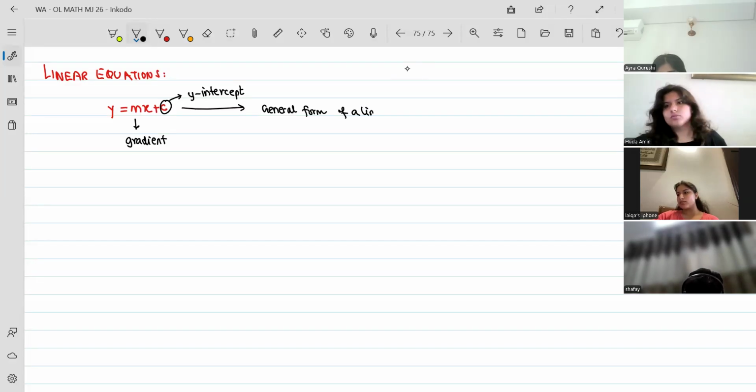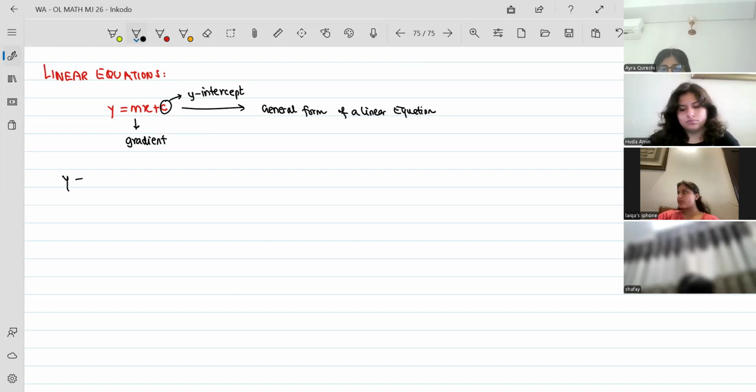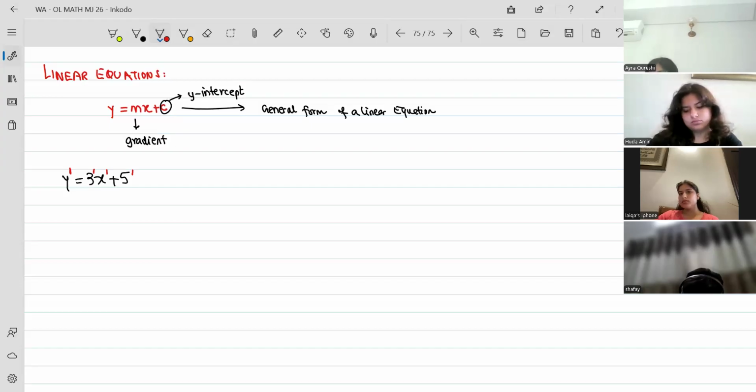Anybody who knows what a linear equation is? A linear equation is an equation that has the highest power of 1. So, all these terms have the highest power of 1. Let's take an example, say y equals 3x plus 5. The power of y is 1, the power of x is 1. So, the highest power you have in this equation is 1. That is why you call it a linear equation.